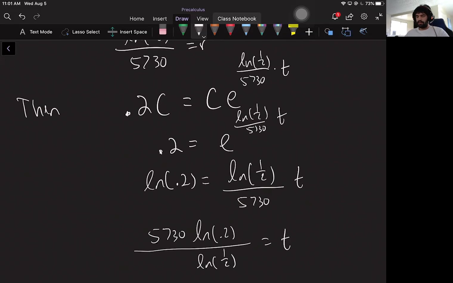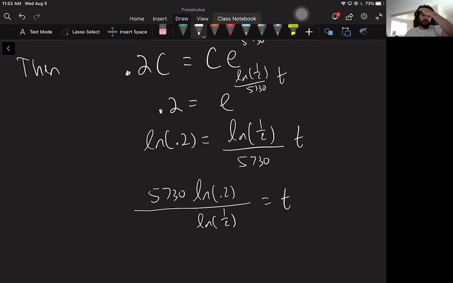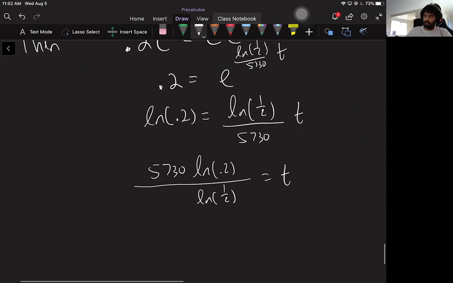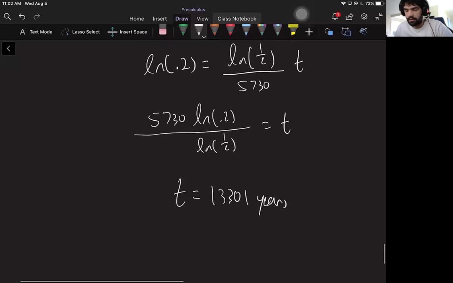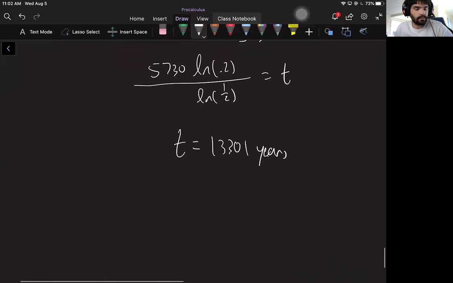Right? So that's it. And if you put that in your calculator, you'll get some amount of years. I think like 13,301 roughly. So you can test that out if you want, make sure you get it right. Okay, good. So what else?